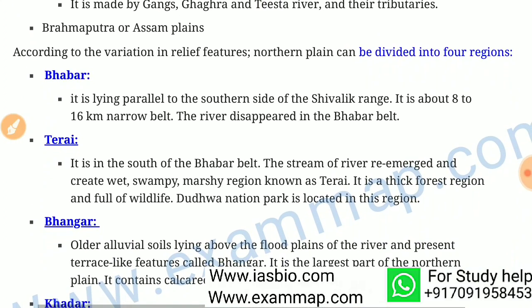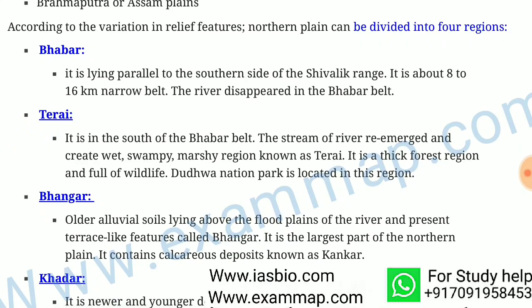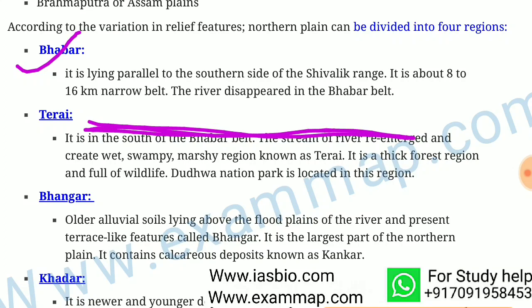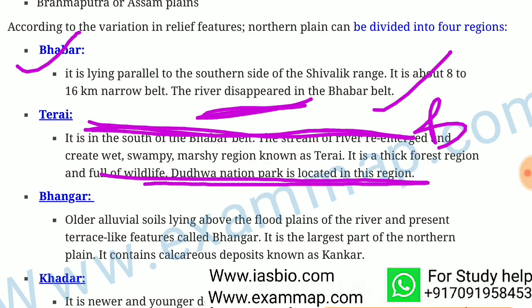According to the variation in relief features, northern plains can be divided into four regions. First one is Bhabar. It lies parallel to the south of the Shivalik range, and it is an 8 to 16 kilometer narrow belt. Rivers disappear in this belt. Then south of the Bhabar we have the Terai belt, where river streams reappear and create a wet, swampy and marshy region. It is a thick forest region and full of wildlife.